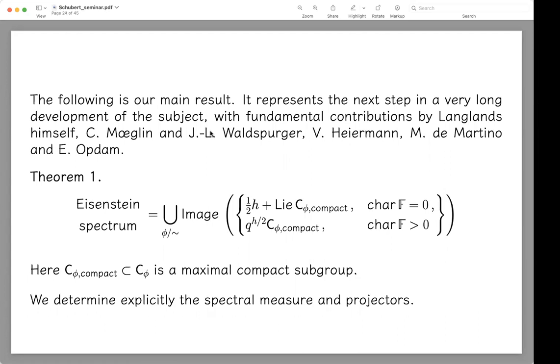Langlands himself did these computations for all groups of rank 2 in his fundamental work on the subject. And the computations for G2 were kind of amazing, just unbelievable how he was able to do it for G2. It's pretty amazing. And then many people did it for many different groups. And so I guess we were the first to do it for E8 and to do it uniformly for all groups.